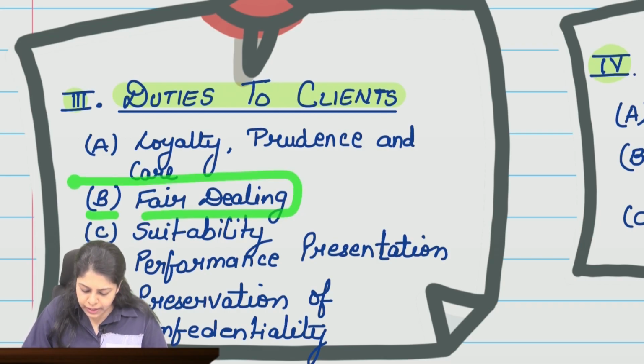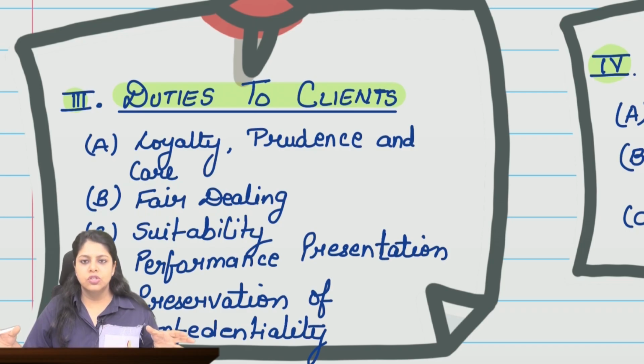B is fair dealing. For you, all your clients should be equal. For you, all your recommendations should be fair and should be complete. This is what fair dealing is all about.